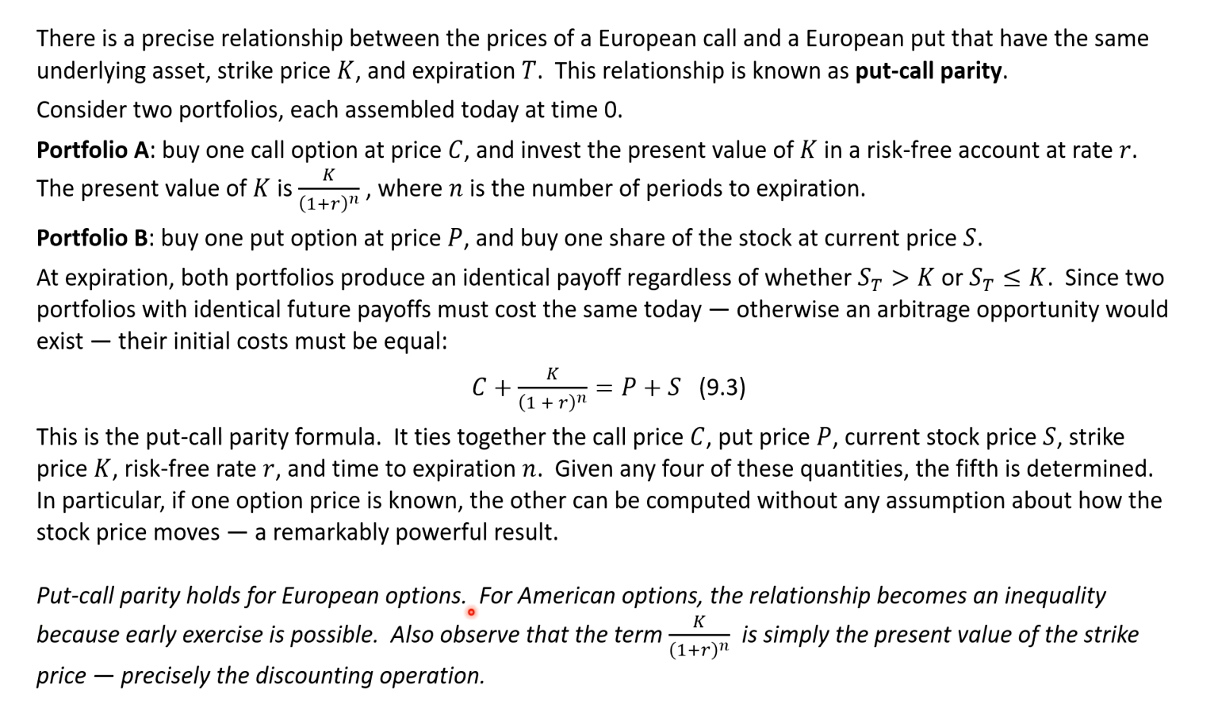Then I just have a note here that this applies to European style options, as I stated in the beginning. For American options, the relationship becomes an inequality because of the early exercise possibility. Okay, so we'll look at an example in the next slide where we know some of these attributes and we don't know the remaining one.